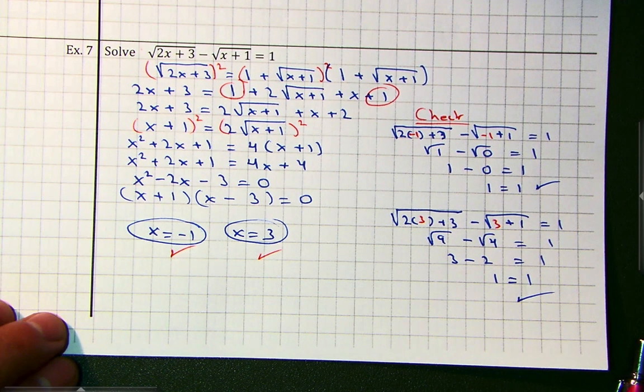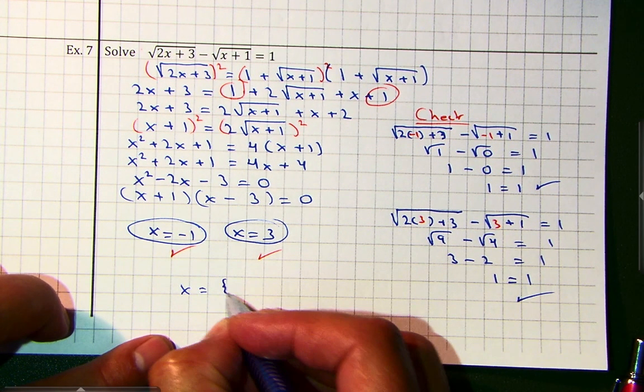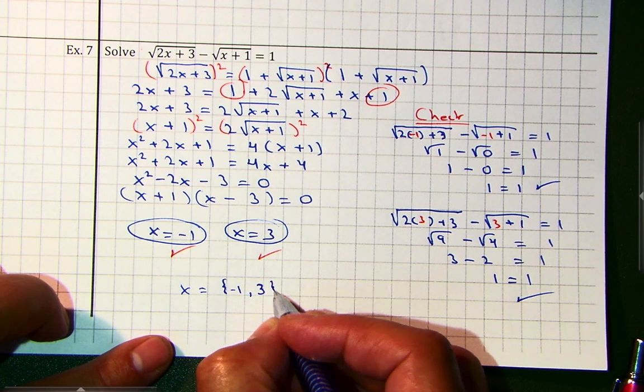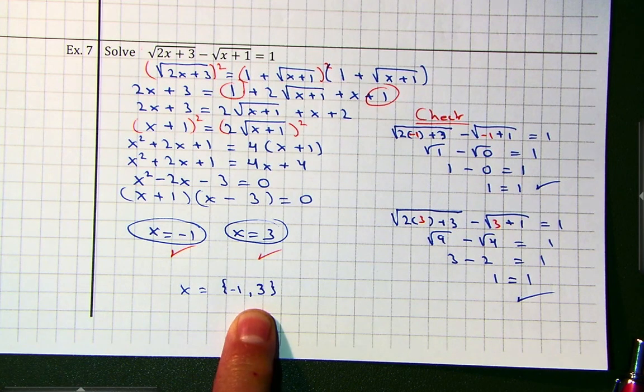So they both are correct. So therefore x equals negative 1, comma 3. Remember that this is a set notation and it's not a point.